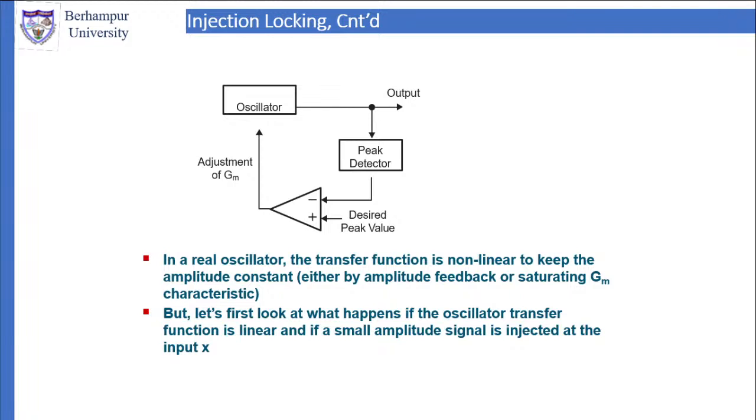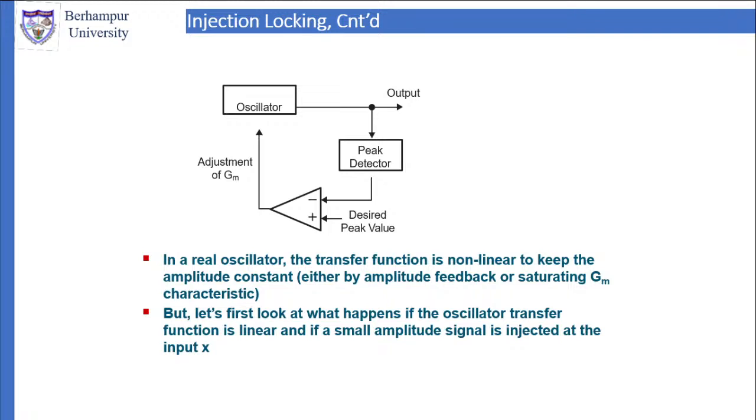If we go to the block diagram for the same thing, we have the oscillator, then we take a portion of the output of the oscillator and use a peak detector to detect the peak value. That peak value is given to the inverting input of the amplifier, and the desired peak value is given to the non-inverting input of the amplifier. The output of the amplifier goes to the oscillator to adjust the GM. So this is the circuit.